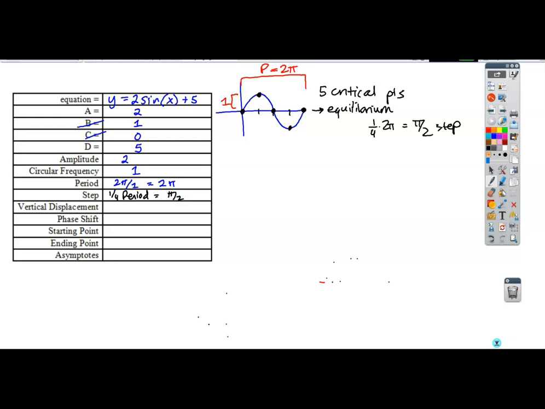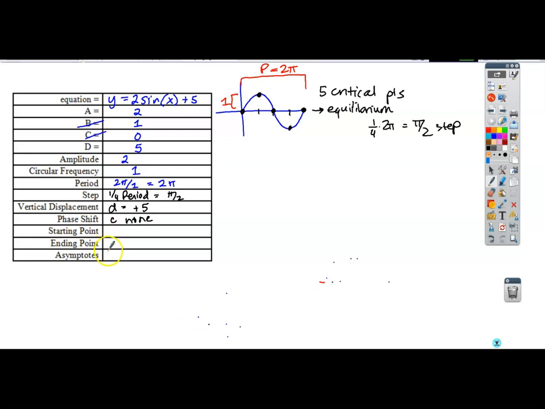So my period doesn't change. My vertical displacement is just if you shift it up or down. So that would be your D value. So yes, my vertical displacement is I went up 5. Phase shift is a fancy way of saying C, and I didn't have a phase shift, so there was none.